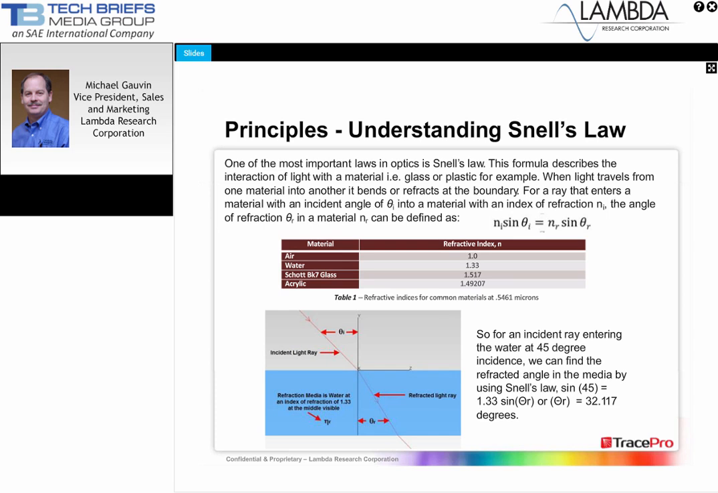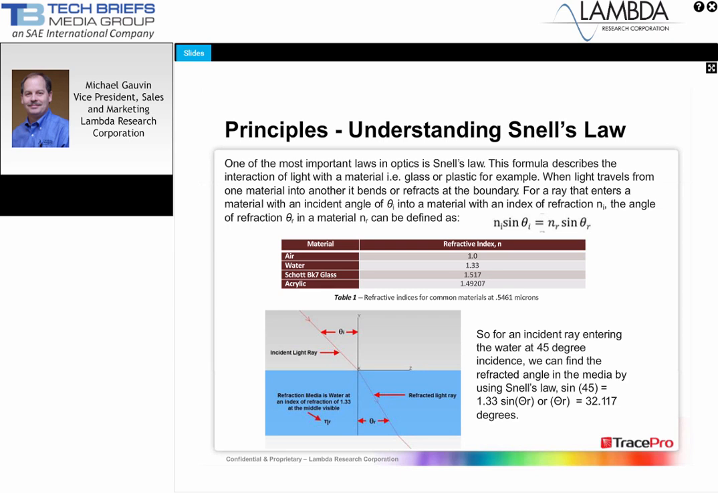So to understand what's going on inside of these lenses, we need to understand Snell's law. This is probably the most important law in optics. And it really is the formula which describes how light interacts when it enters a material like glass or plastic. When light travels from one material into another, it gets bent and refracts at that boundary. We've all looked into an aquarium, and it doesn't always seem right because we stick our hand in to grab something and we're off a little bit. Well, that's because of Snell's law. Light gets bent as we go into that interface.